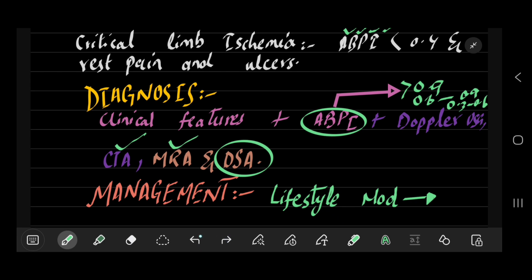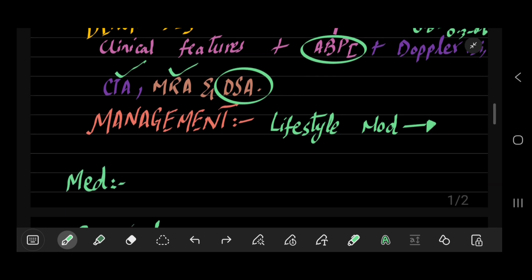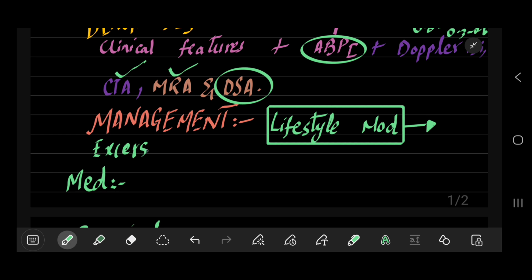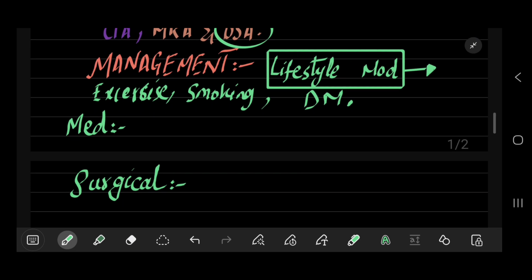Now we will discuss the management of peripheral arterial disease. The first thing you should do is lifestyle modifications. Lifestyle modifications mean you should perform healthy activities and exercise. You should quit smoking. You should control your diabetes mellitus. These lifestyle modifications are necessary for the management of peripheral arterial disease.